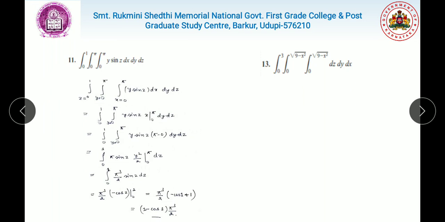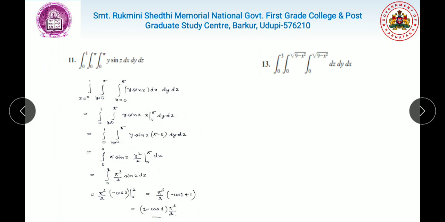When you integrate with respect to y, sin z and pi are constants, integration of y is y square by 2, put the limit 0 to pi, and finally integrate with respect to z, integration of sin z is minus cos z, and when you put the limit 0 to 1, it becomes 1 minus cosine 1 into pi cube by 2.